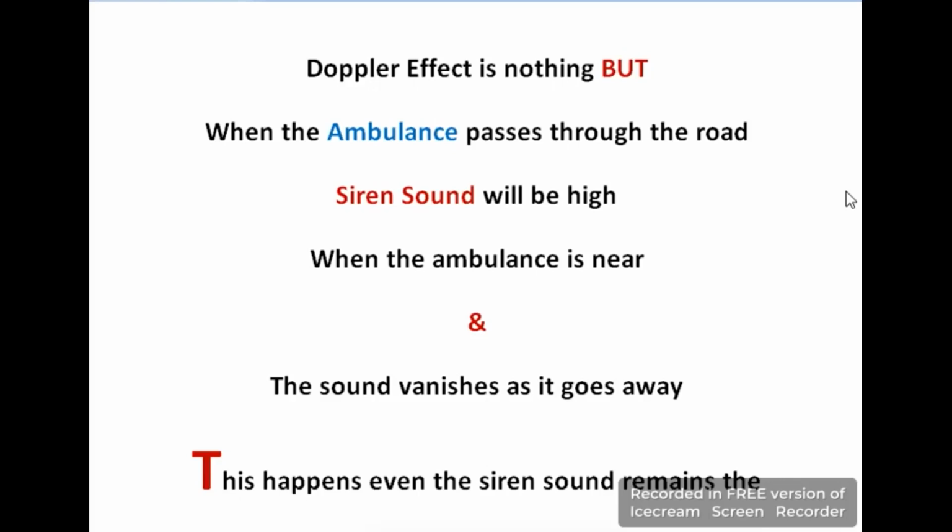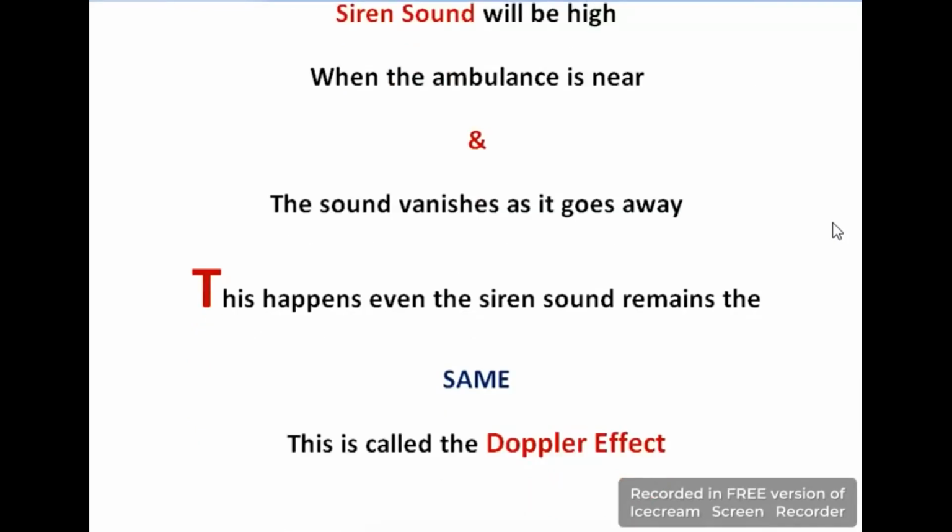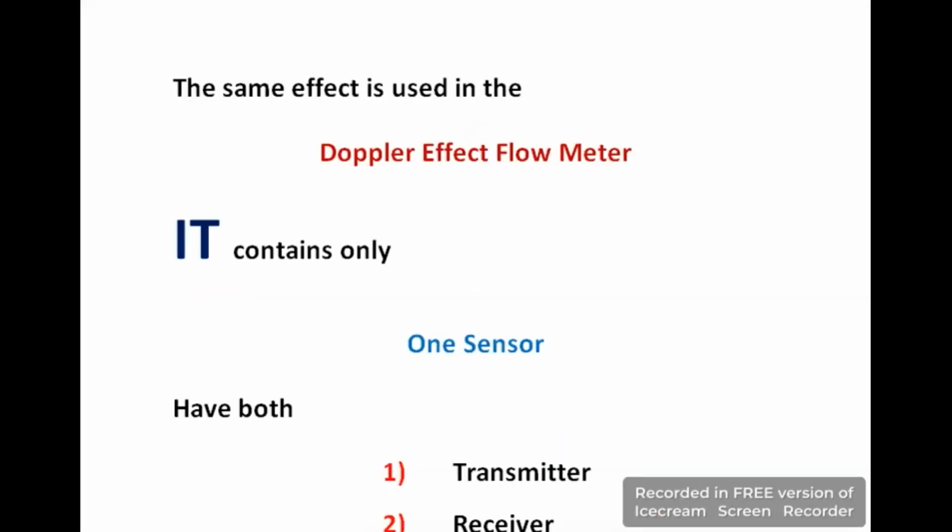What is the Doppler effect? We try to understand it with the help of the example of an ambulance siren. When the ambulance passes through the road, the siren sound will be high when the ambulance is near to us, but the sound will vanish when it goes away from us. This happens even though the siren sound remains the same. This is called the Doppler effect. The same effect is used in the Doppler effect flow meter.